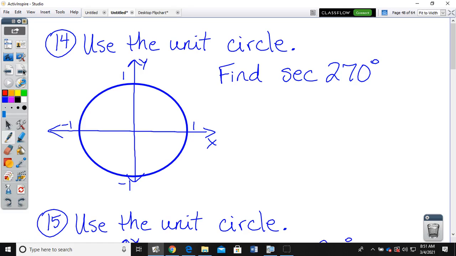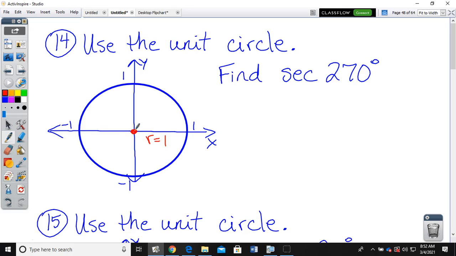All right. 14 and 15. We are using the unit circle, the one on your paper. You see that triangle that's drawn there? You don't need it. It's just drawn there. They're just showing you that you're using the unit circle. And the unit circle just means my radius is 1, and my center is at the origin. That's all the unit circle is telling you.